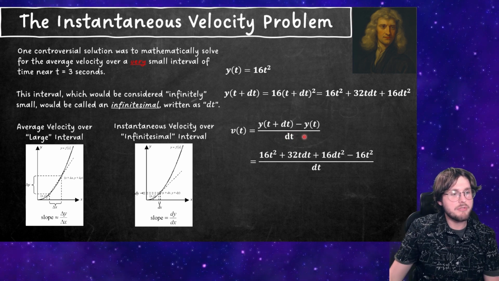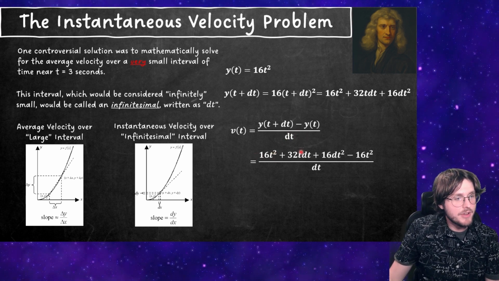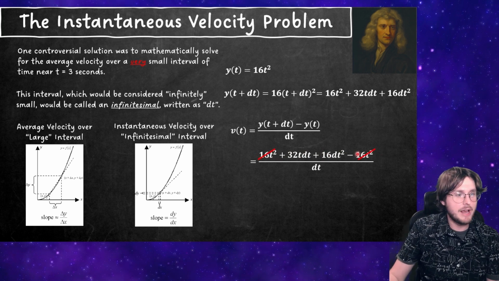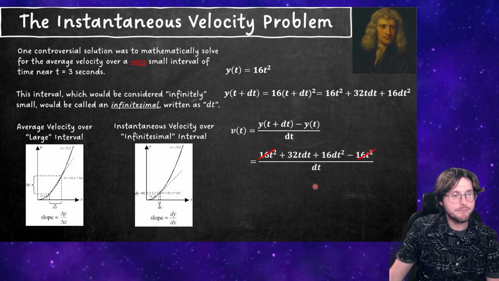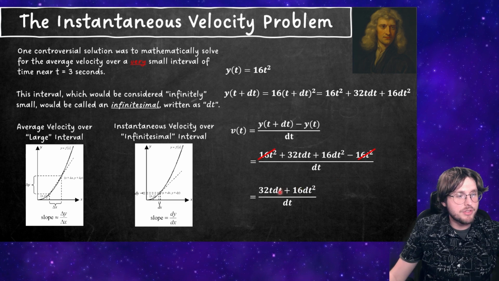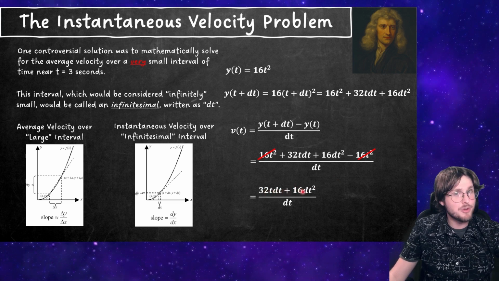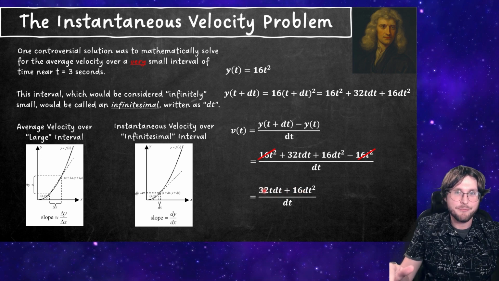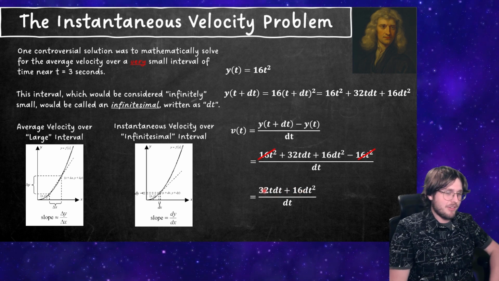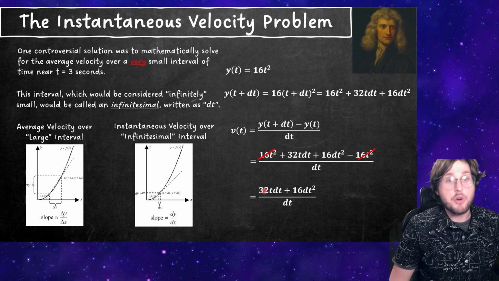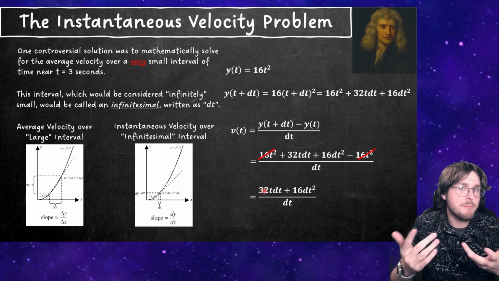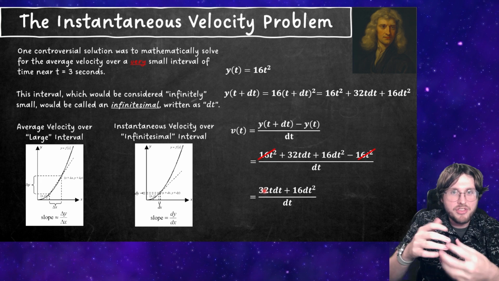Now, if we substitute everything in, we notice that we have a 16t squared that can be canceled out here. So we'll go ahead and eliminate that. And what we're left with is 32t times dt plus 16 times dt squared, all over dt. And this is where the cool part happens. Remember that dt, according to Isaac Newton, is technically a number. It's not just this thing that's stuck there.